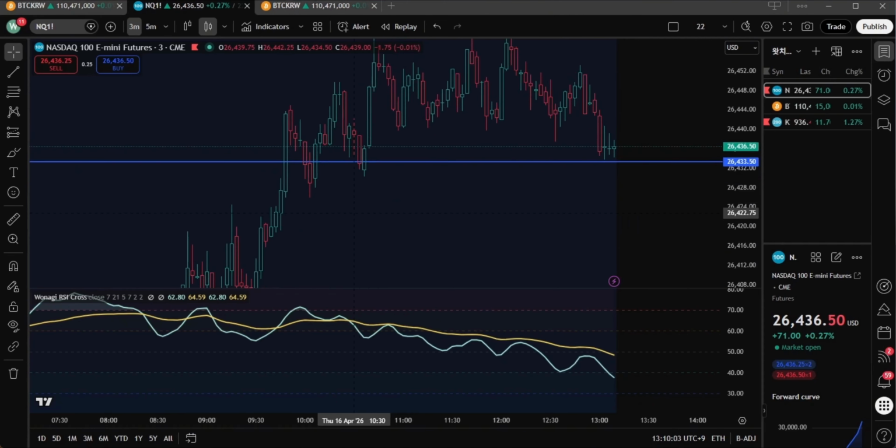So, in today's video, I'm going to simply explain what this indicator shows, how you should interpret it, and the reasons why I decided to construct the RSI in this particular manner.